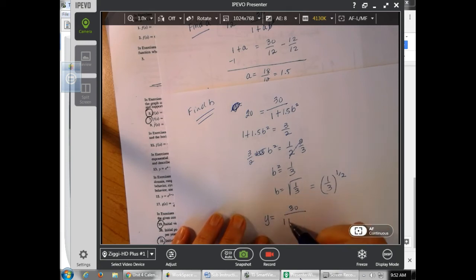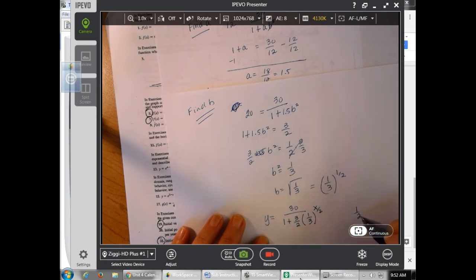I have 1 plus my a, and my a is going to be 3 halves. I like to write it in fraction form. And then I have 1/3 here. And then remember, I still need an x. So the x is going to go in the exponent like that. So it's going to be x over 2.